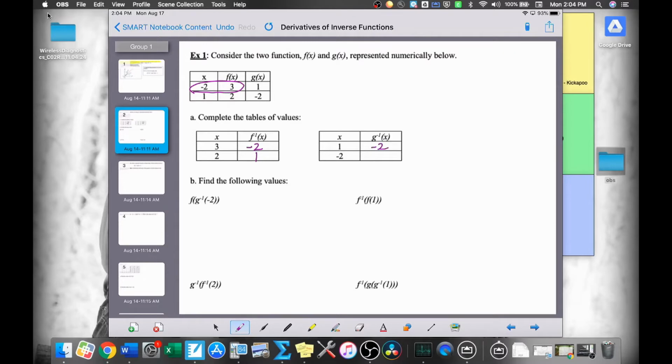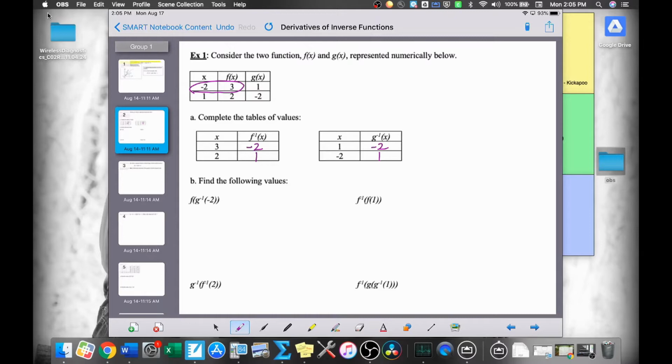And then finally, when x is 1, g of x is -2, so if x is -2, then g inverse of x has to be a value of 1. So again, just looking at flip-flopping our domain and our range here.